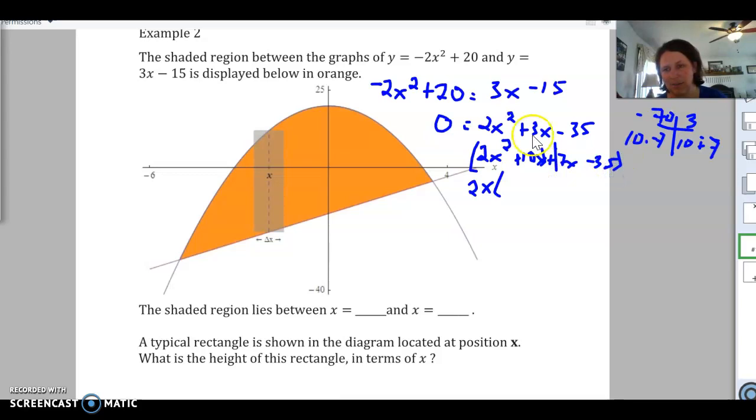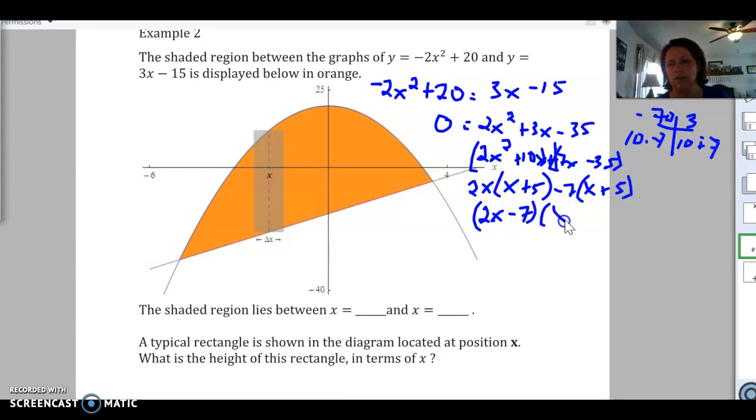having a hard time putting in my parentheses there. Just make sure we remember there's a negative there with our 7. All right, so factor out a 2x, and then we have an x plus 5 left. And then factor out a minus 7, and then we would have an x plus 5 in the parentheses. So that's going to work out good. So we have 2x minus 7 and x plus 5.